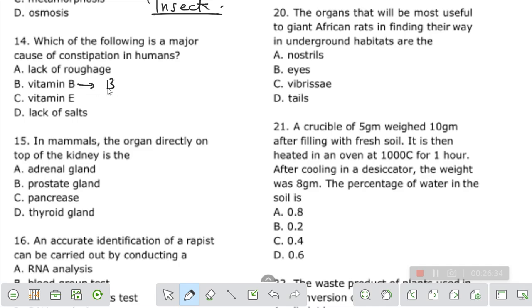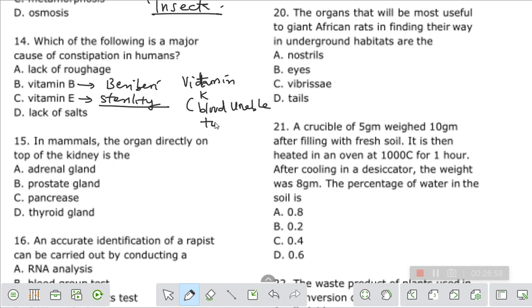We also have vitamin K. That one has to do with hemorrhage, that is, blood is unable to clot. So the person will just be losing blood. The blood will not stop. What of vitamin A? The deficiency of vitamin A is night blindness. Vitamin C deficiency leads to scurvy. I think that's all for the vitamins.